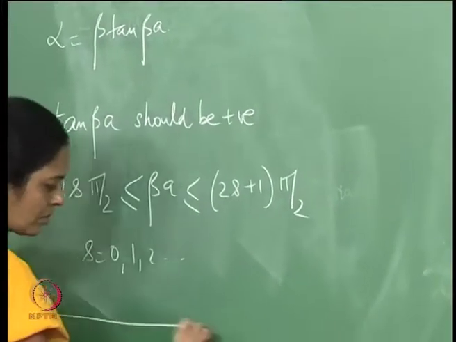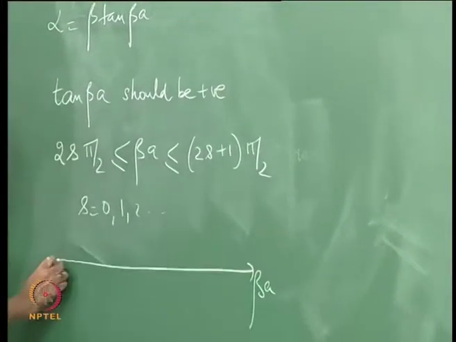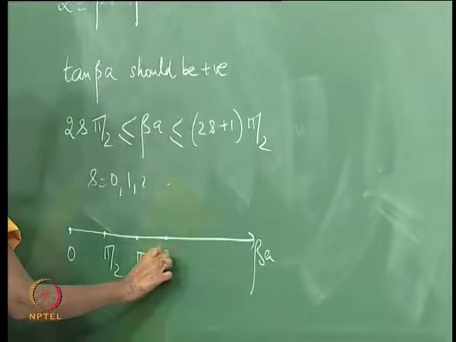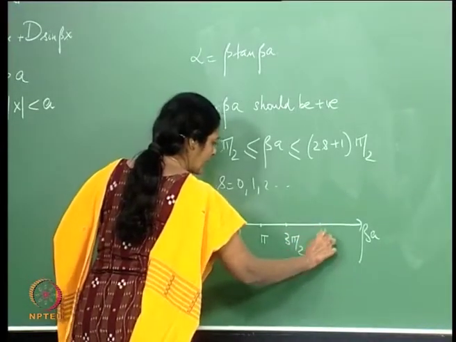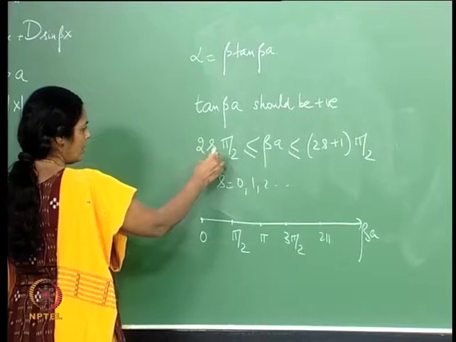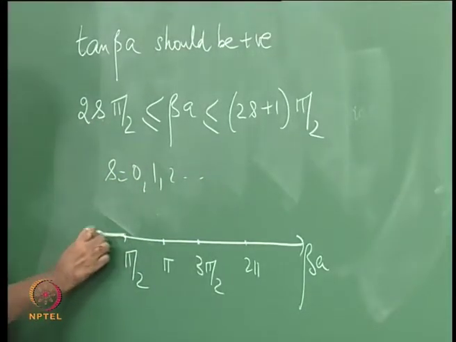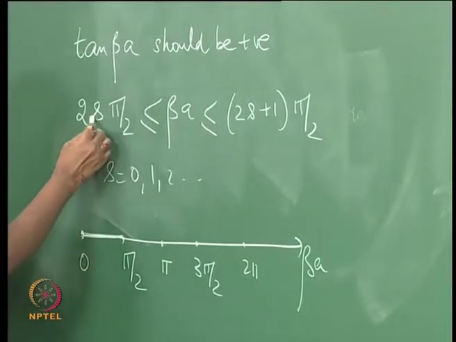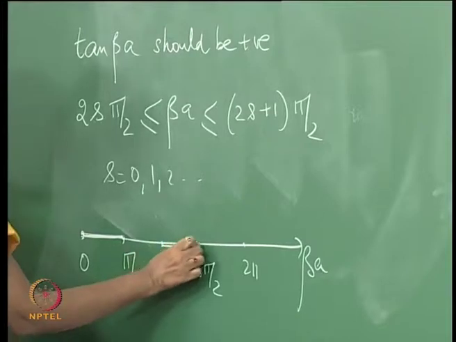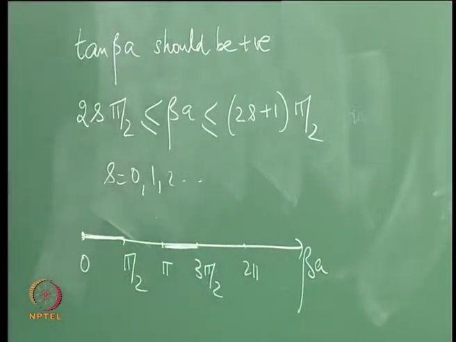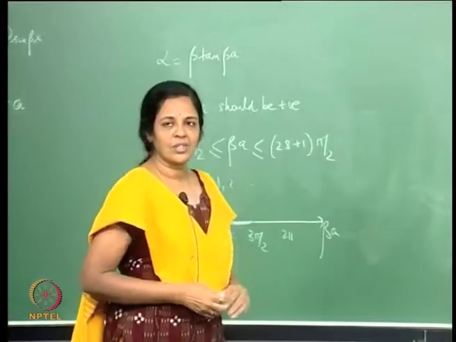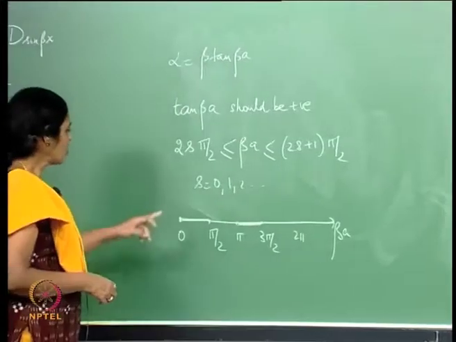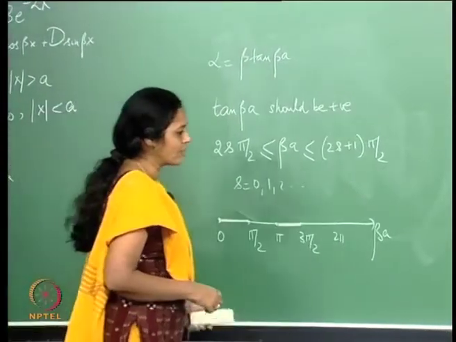So, if you now have beta A on this axis and this is the origin, and you have pi by 2, pi, 3 pi by 2, 2 pi, etc. on this axis, 0 to pi by 2 is an allowed region for tan beta A in this problem, but pi by 2 to pi is not. Then when s is 1, pi to 3 pi by 2 is allowed, and so on. So, there are only some regions which are allowed for beta A in this problem. That aspect has to be looked at.